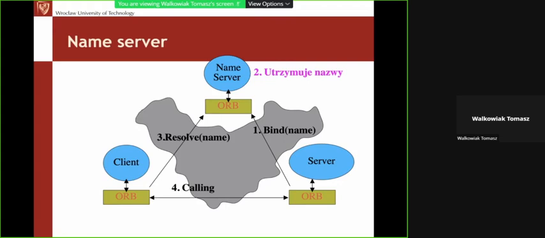So the only information that the client has to know is where the name server is and the name of the service they want to contact. So the IP of the name server, or its DNS name, and the name of the service. It is not something strange, I think.